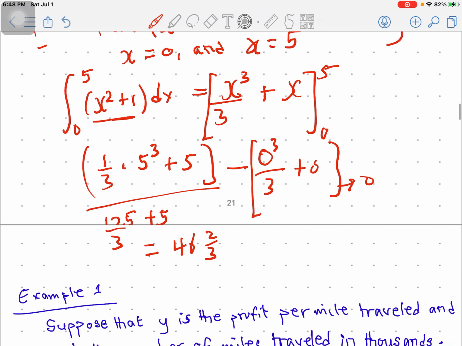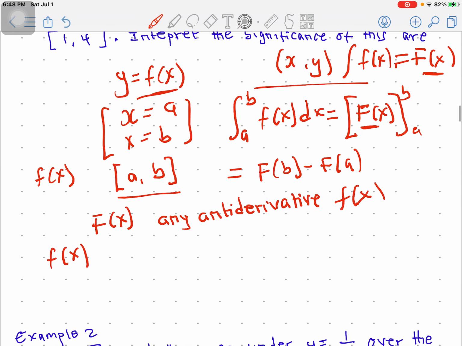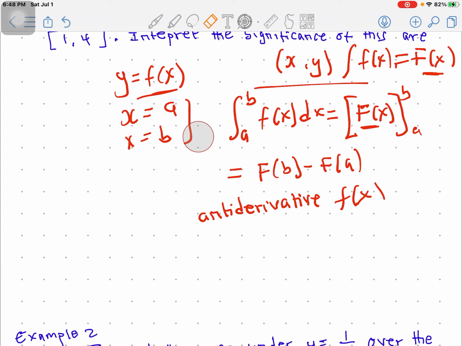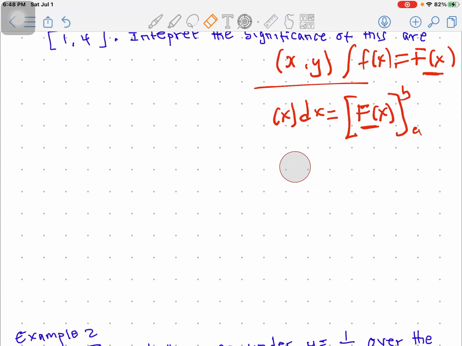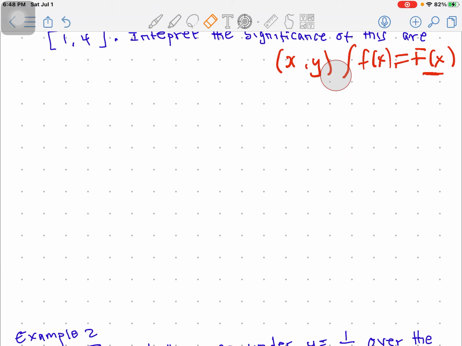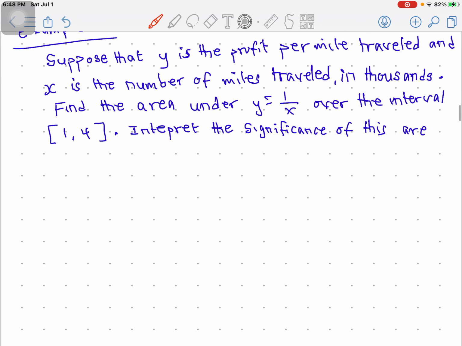So since we now understand and we have done a little bit of recap on the area as an antiderivative, let's try and solve this area example. I have two area examples for you. You can pause the video and apply the fundamental theorem of integral calculus to do it. So let's see something here.